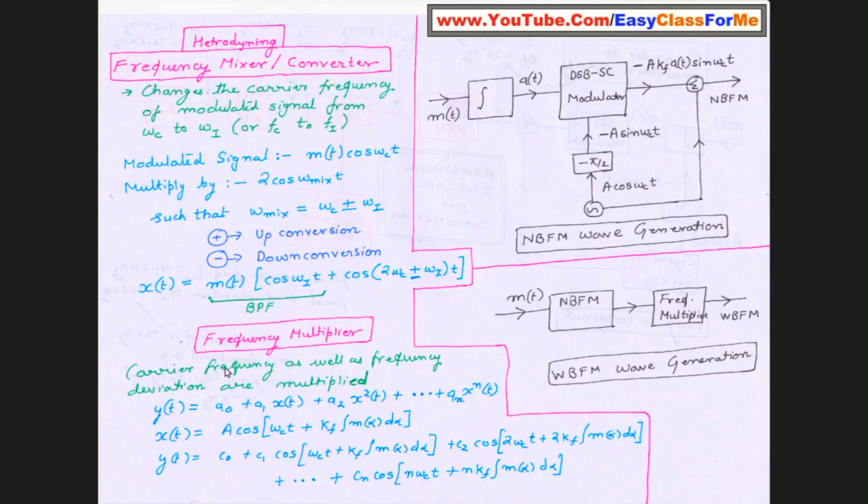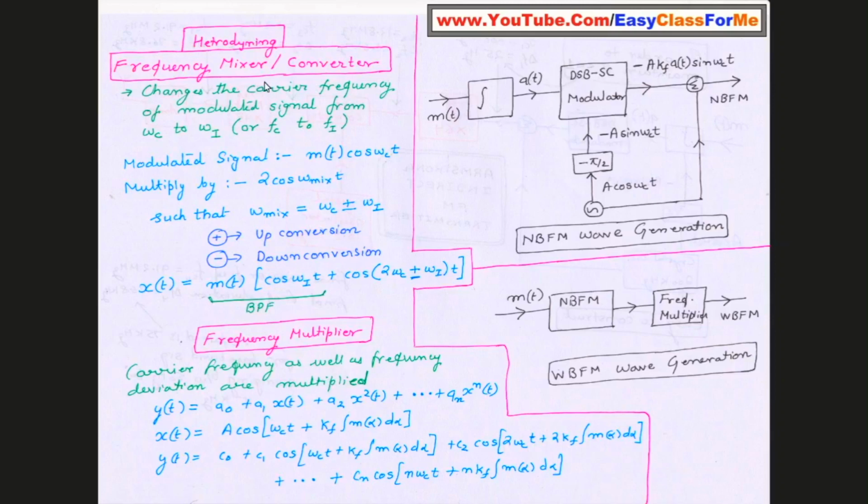And the second method is frequency multiplier, where the carrier frequency as well as the frequency deviation are multiplied. Means carrier frequency is of course shifted to the frequency that we desire, and the sidebands are also shifted relative to the carrier frequency, right?